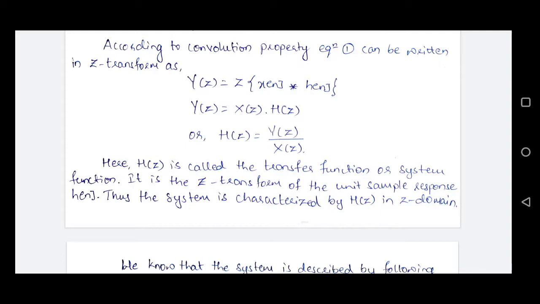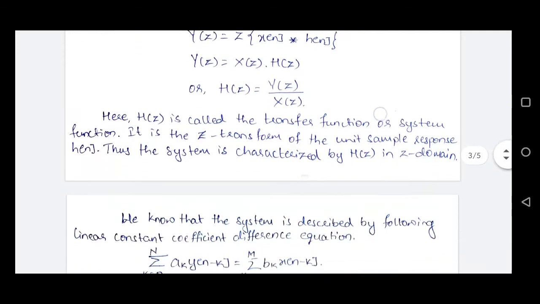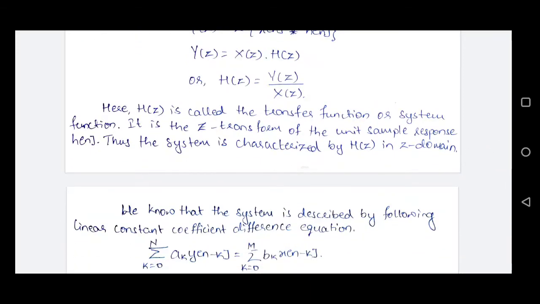Rearranging the terms, h of z will be written as the ratio of the Z transform of output to the Z transform of the input, y of z divided by x of z. Here h of z is called the transfer function or system function, and it is the Z transform of the unit sample response h of n. Therefore, in the Z domain, system is characterized by a system function or the transfer function.